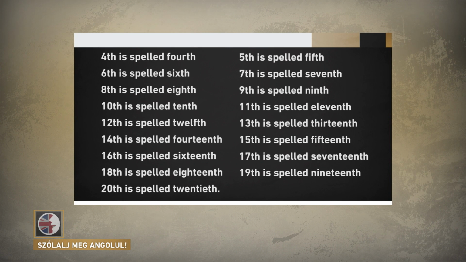We just take the number and add th: 6th, 7th, 8th, 9th, 10th, 11th. Okay, we have to be careful with 9th because we drop the E from 9 before we add the th. 12th is also a bit tricky. The spelling's not so simple. But the rest of the numbers are very easy. Take the cardinal number and add th. So, let's check those ordinal numbers.